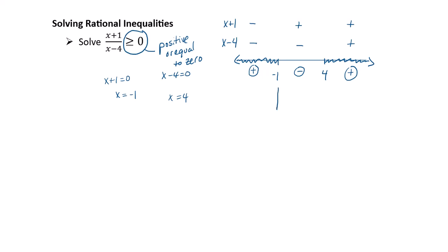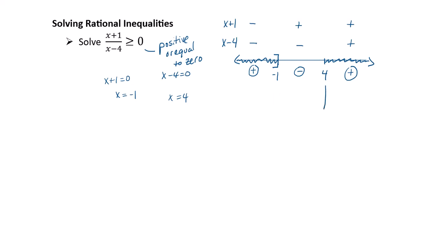Will -1 make this a true statement? Will it make it positive or equal to 0? Well, if I put a -1 here, it makes the top 0. Put a -1 here, it makes that a -5, and 0 divided by -5 is 0. And because we want things that would make it equal to 0, we will include that. So we'll put a square bracket.